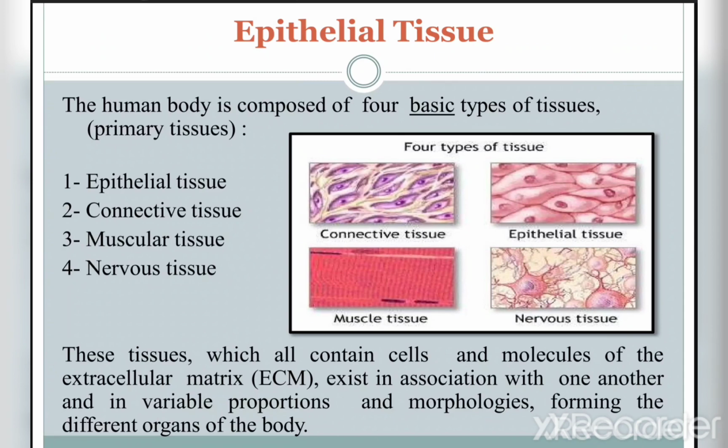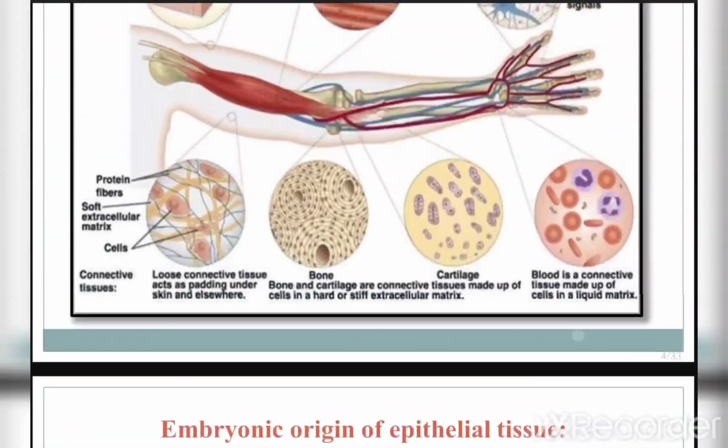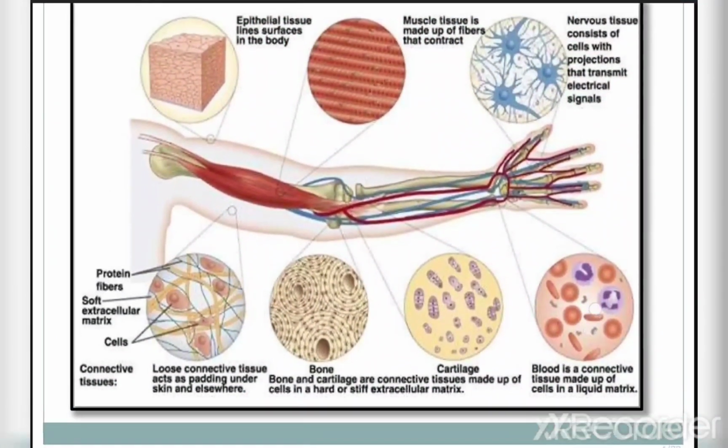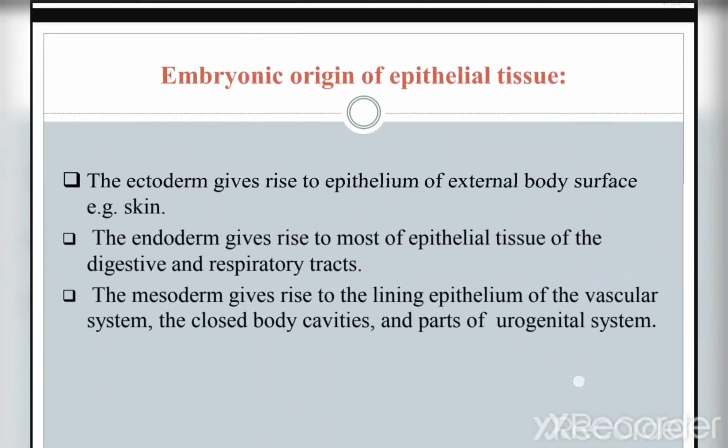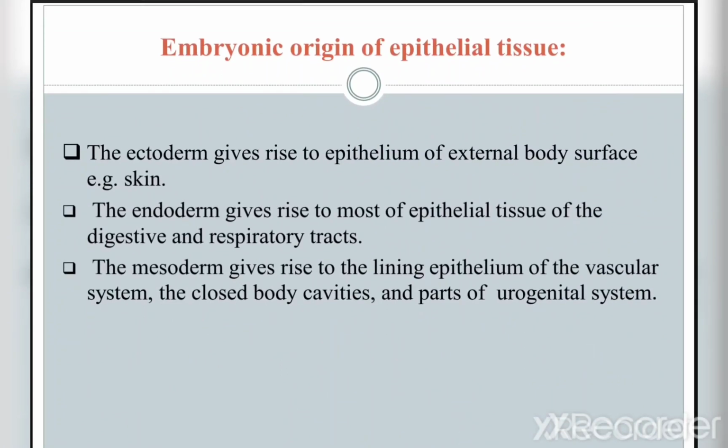Regarding the embryonic origin of the epithelial tissue, the first fundamental type, you have to know the embryonic origin of this tissue. The ectoderm gives rise to the epithelium of the external body surface, the skin type of epithelial tissue. This type is derived from the ectoderm.